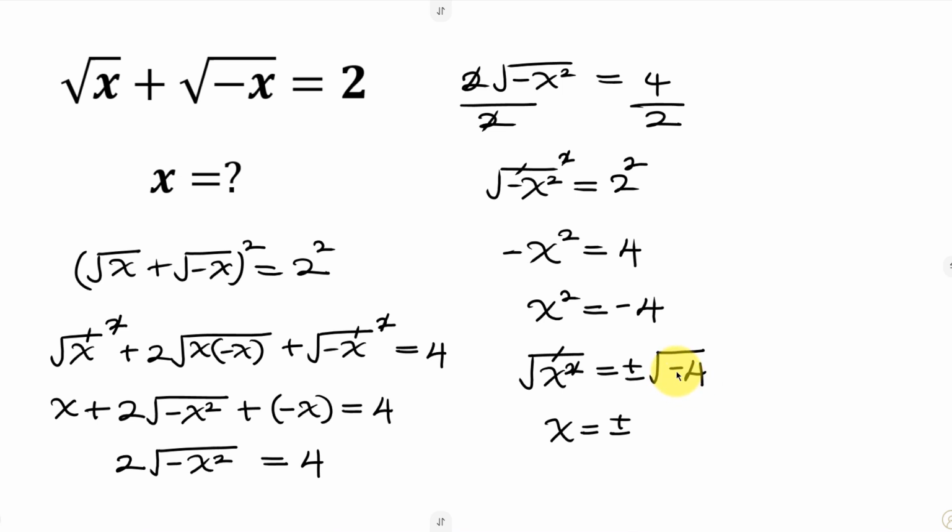Mind you, this negative indicates a complex value known as i. And then the square root of 4 gives 2. Good. So this is our final answer. So the value of x is equal to plus or minus i2, or you can write it as plus or minus 2i. They are still the same thing.